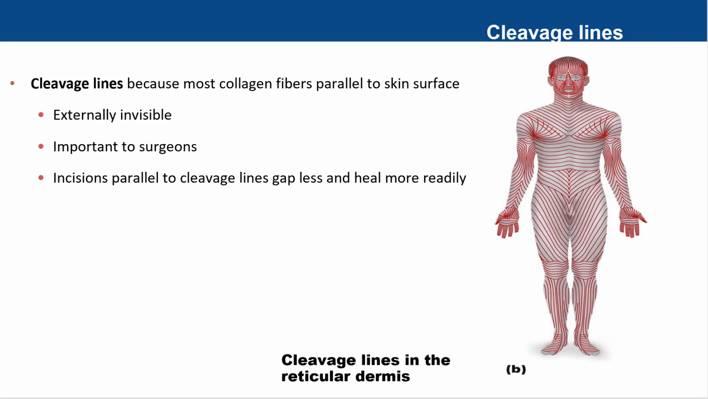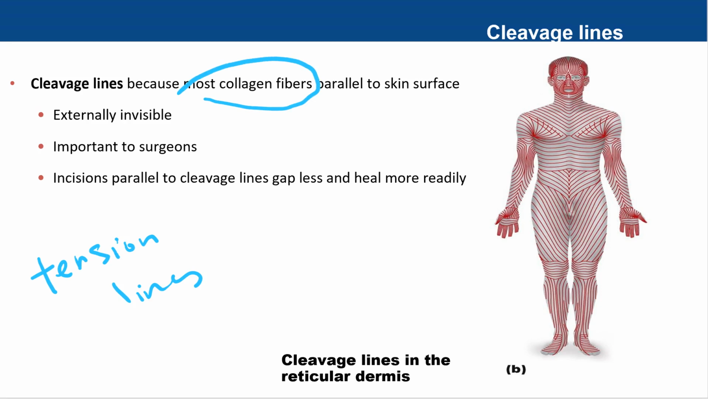Cleavage lines are also called tension lines. They represent the orientation of parallel bundles of collagen fibers in the dermal layer of the skin. These lines are important to surgeons. These lines cannot be seen from the external view. They are important to surgeons because any procedure resulting in a cut parallel to the cleavage line usually leads to optimal scar formation and also heals more readily.